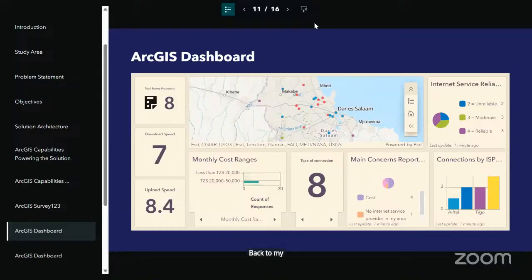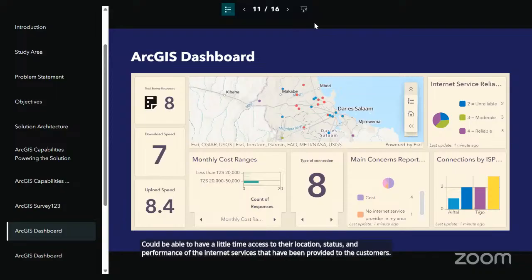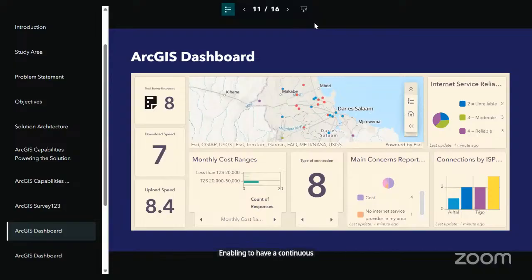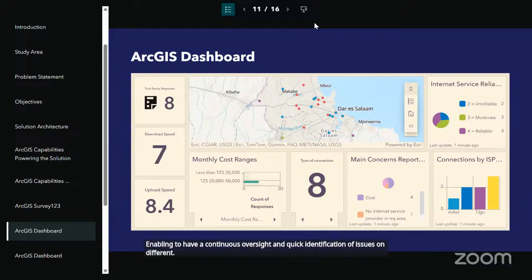Back to my presentation, the solution had several benefits which could help the TCRA on different aspects. The solution helps in monitoring telecom infrastructure, as TCRA, which is the regulatory body for telecommunication, could have real-time access to the location, status, and performance of the internet services being provided to the customers, and see compliance with the set standards, enabling continuous oversight and quick identification of issues in different service areas.